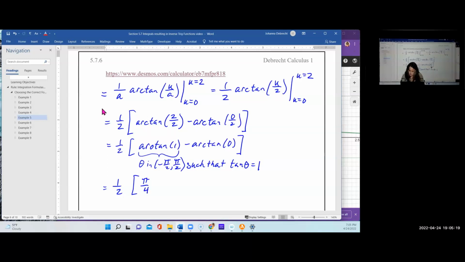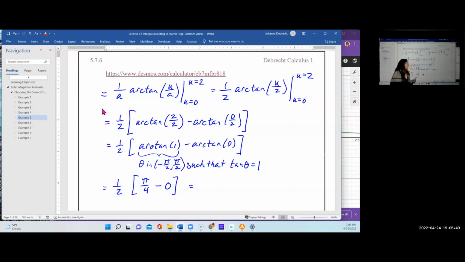What about the second one? When I look at the second one, arctangent of 0 represents theta, again between open negative pi over 2 to open pi over 2, such that the tangent of the angle is 0. Tangent is sine over cosine. When is sine 0 but cosine not 0? Well, when the angle is 0. So this second one is going to give us an angle of 0.